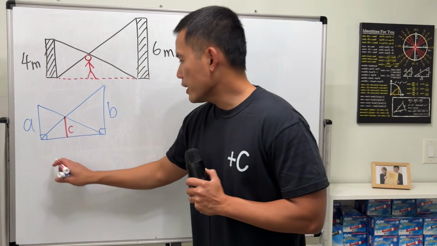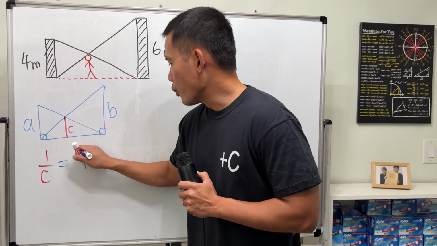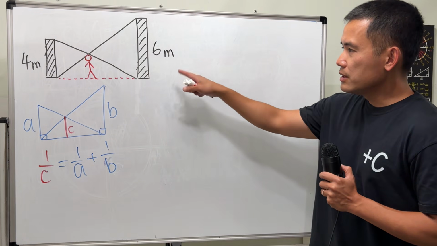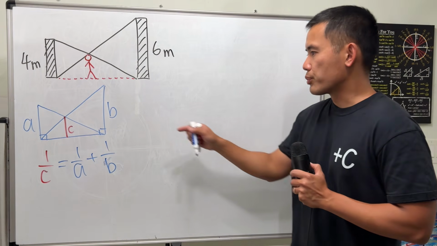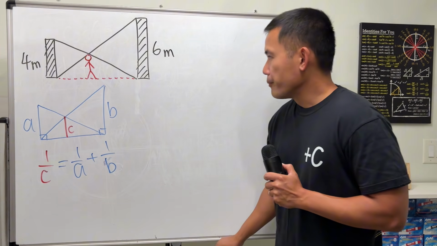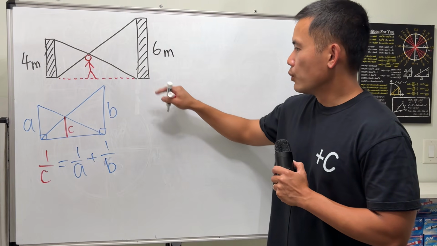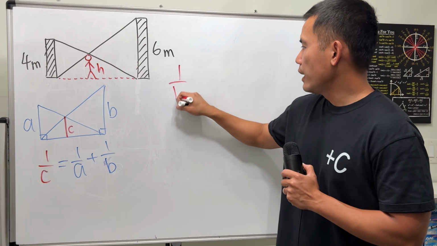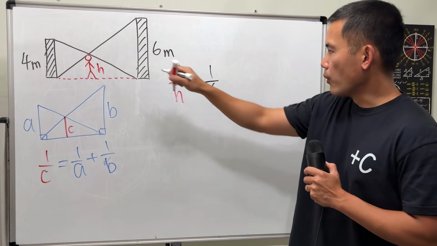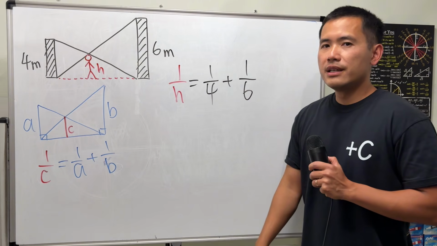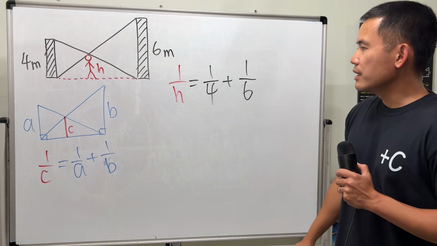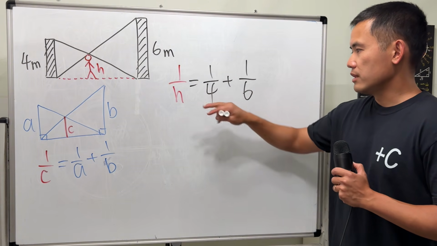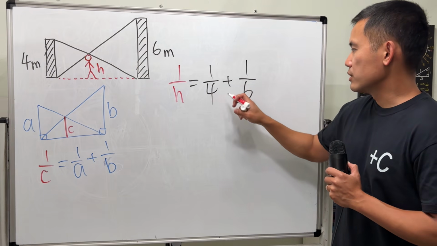We have a very nice equation: 1 over C is equal to 1 over A plus 1 over B. So let me use this to solve for the height of the person first, and I'll prove this for you guys later on. Here we go. Let's say this person has the height h. So 1 over h is equal to 1 over 4 plus 1 over 6. Now it depends on how you want to solve this equation. You can multiply everybody by the lowest common denominator, or you can just add the fractions and then do the reciprocal later. I'll just add the fractions.